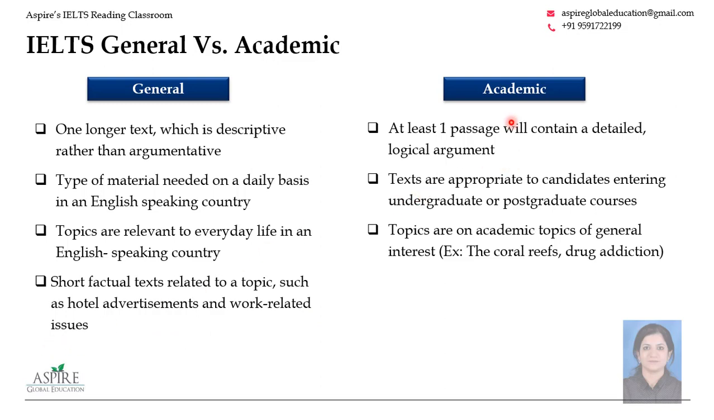So academic reading has passages based on difficult topics, dense with lots of information. At least one passage will contain a detailed logical argument, and texts are appropriate to candidates entering undergraduate or postgraduate courses. Topics are on academic topics like coral reefs, drug addiction, space expedition, astronomy, etc.